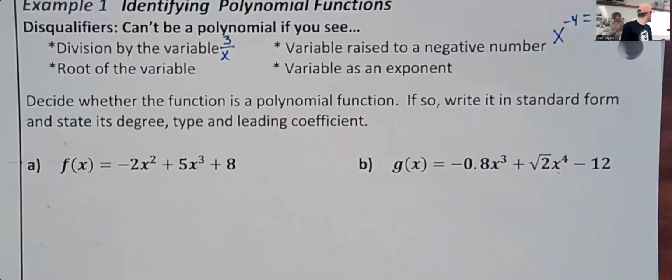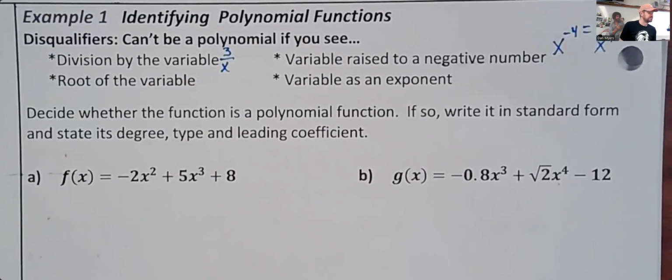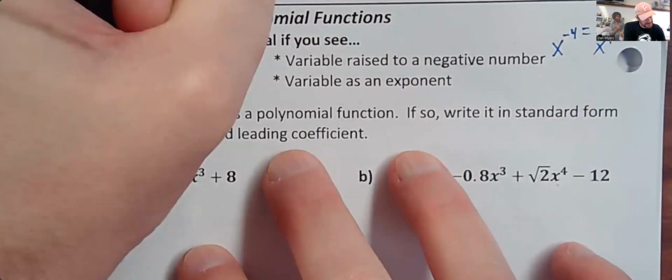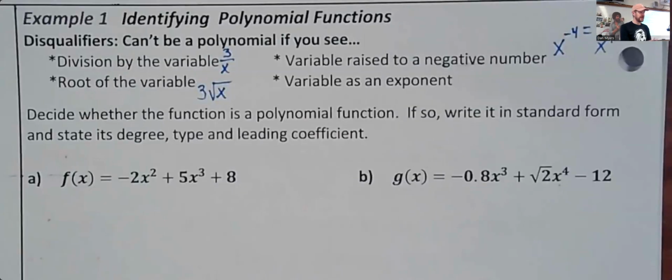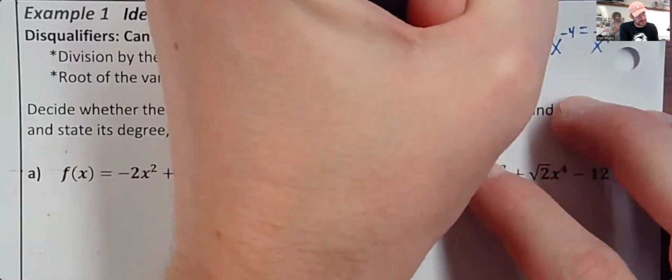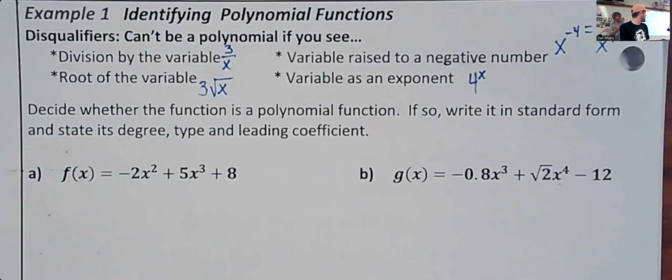If the variable is under the square root, that is another thing that would make it not a polynomial. For example, 3 times the square root of x would also not be a polynomial. Or if you have a variable as an exponent, that would make it an exponential graph, for example, 4 to the power of x. So if any of those things happen, we no longer have a polynomial. We would still have a function, but we would not have a polynomial.